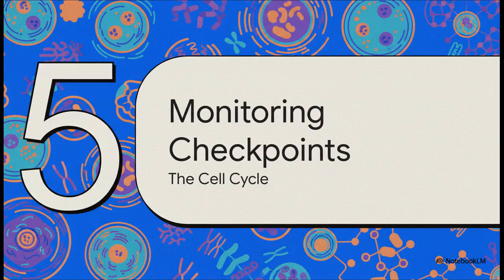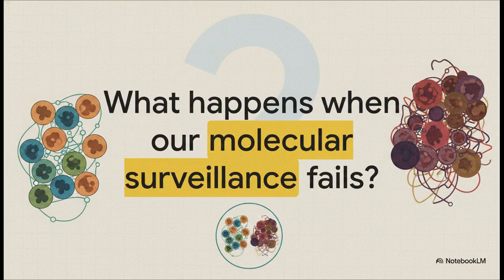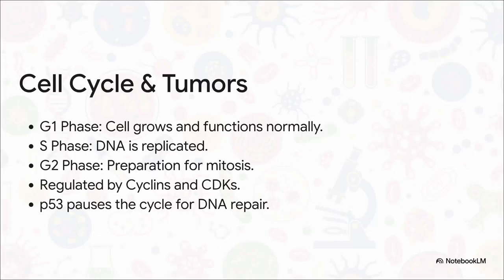Step 5. Monitoring cell checkpoints. So, as a medical researcher, I constantly find myself asking, what happens when our intense molecular surveillance completely fails? The visual difference you see under a microscope between healthy dividing tissue and a cancerous tumor comes down entirely to the breakdown of these regulatory checkpoints. Healthy tissues don't just divide randomly. They follow a highly regulated biochemical clock. You've got the G1 phase for growth, S phase for DNA replication, and G2 to prep for mitosis.